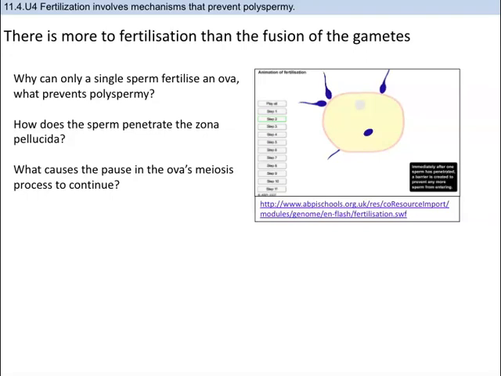Now, when we get into the details at the molecular and cellular level with egg and sperm and how they fertilize each other, these are the kinds of questions you want to be focusing on. Why can only one single sperm fertilize an ova, or an egg? And what prevents polyspermy? I did mention this before when we did the diagrams. How does the sperm penetrate the zona pellucida? Again, I mentioned this when we drew the diagrams of the sperm and egg. Last thing you should be thinking about is what causes the pause in the ova's meiosis process to continue.